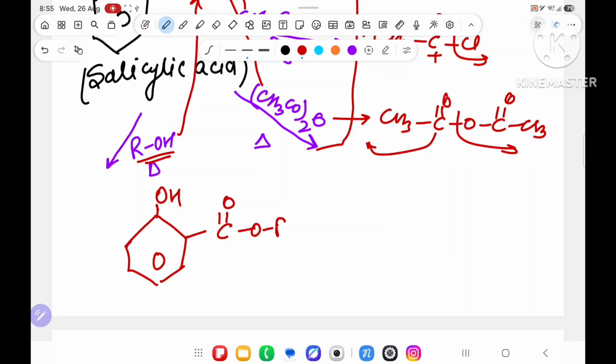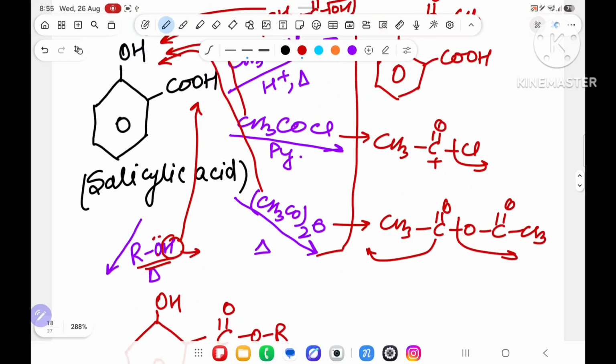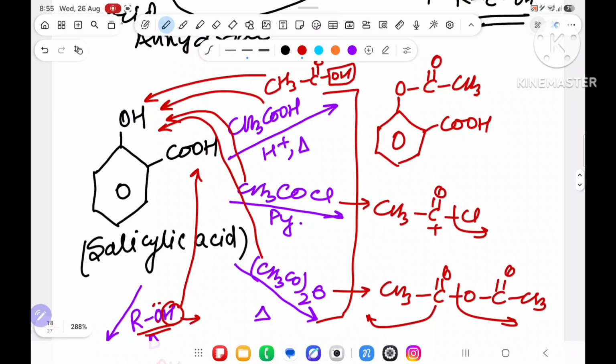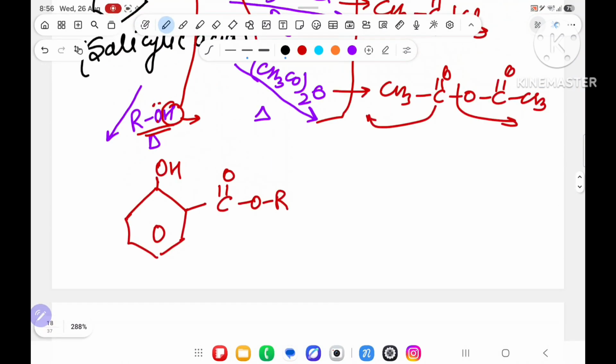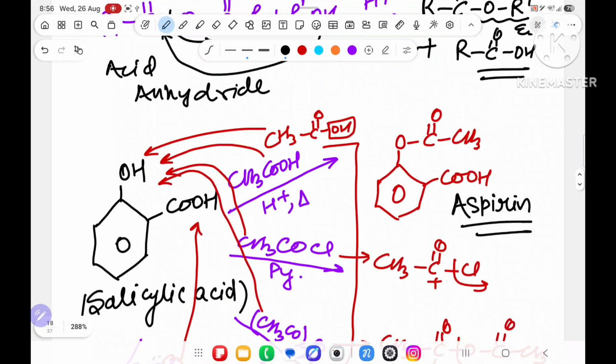Understanding what I am trying to say, or confusion? No sir. Alcohol will give OR. H will go outside from here and it will attach over here. You will get this. And you know that the name of this compound is aspirin. What is the name? Not dispirin. The name is aspirin. So this compound is aspirin. Understood why I have done it? Because acid will not react with acid. It will react with alcohol. Esterification we have to do, right? So it will react with alcohol.